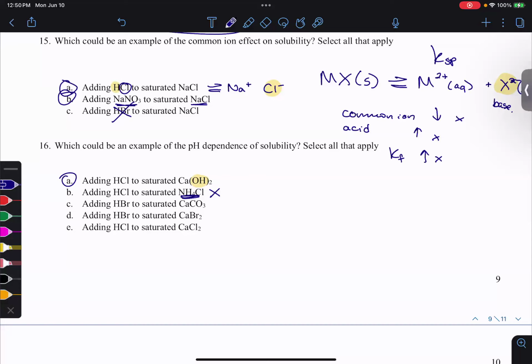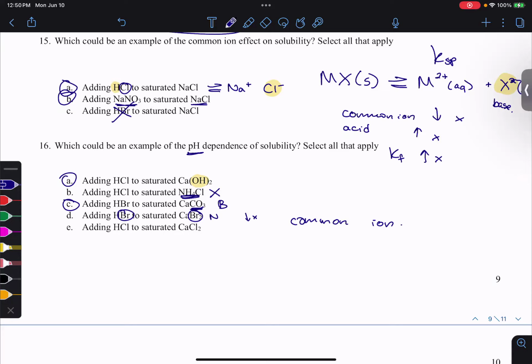But if we add HBr to calcium carbonate, will it do something? Yes, it will, because carbonate is basic. Adding HBr to calcium bromide will do anything? In terms of pH dependence, it's not going to do anything for pH dependence, no, because this is a neutral salt, but it is going to make it less soluble because this one's actually common ion. But that wasn't the question. Okay. So do make sure you look at that.